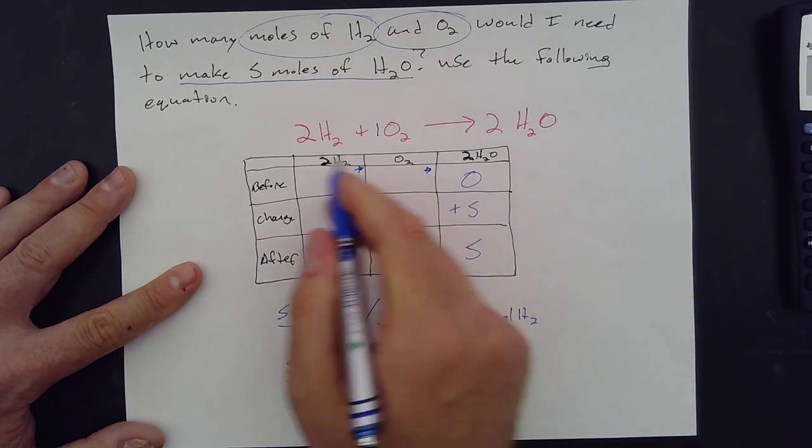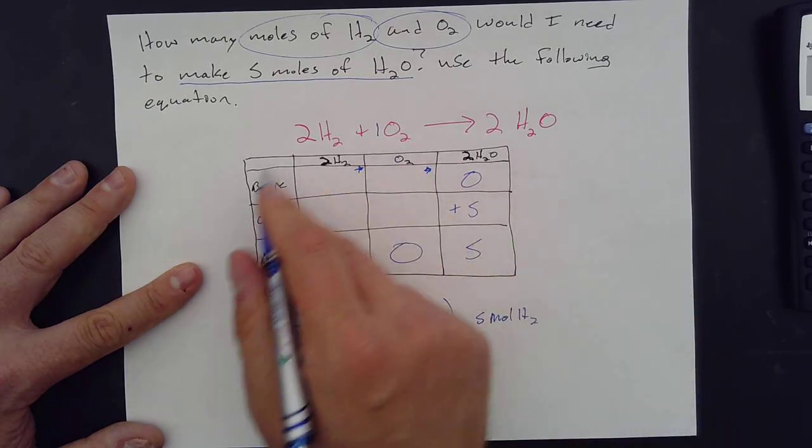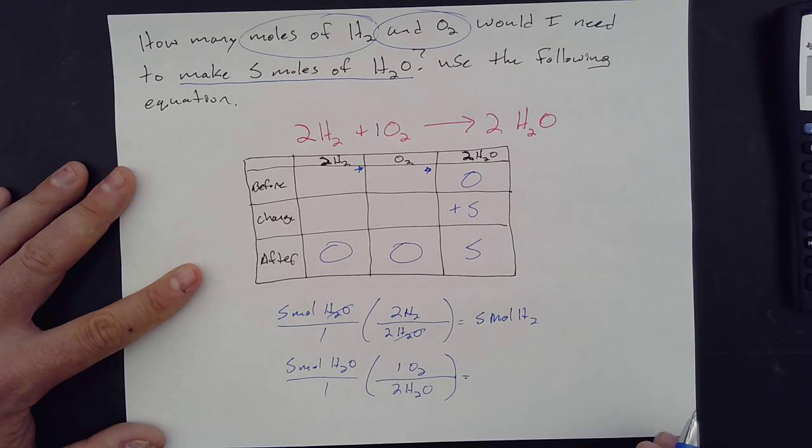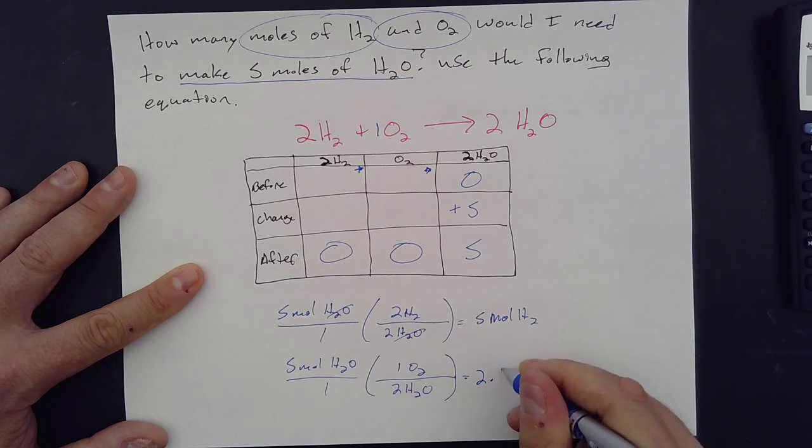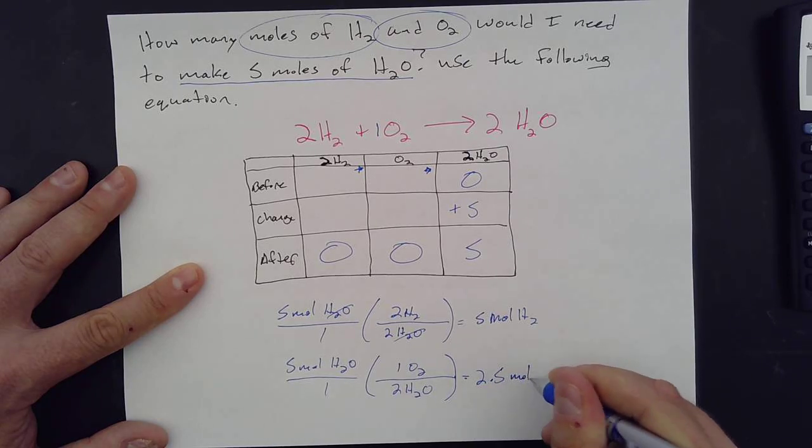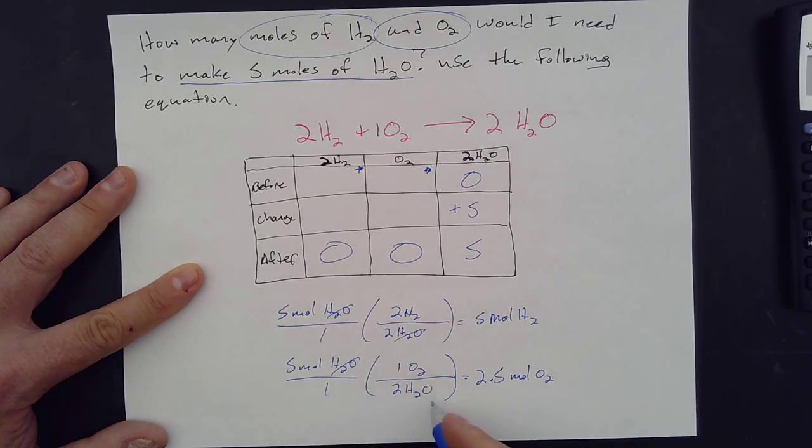So remember, everything that's on this board, everything that's on my before column here is a mole. It's an amount. I cannot put grams or anything like that on here. I can only put moles. Okay, so 5, and this is going to be half of 5, right? So we got 1 over 2, so that's half. So 5 divided by 2, that's my 2.5 moles of O2. So the H2Os cancel, I'm left with O2s, right?